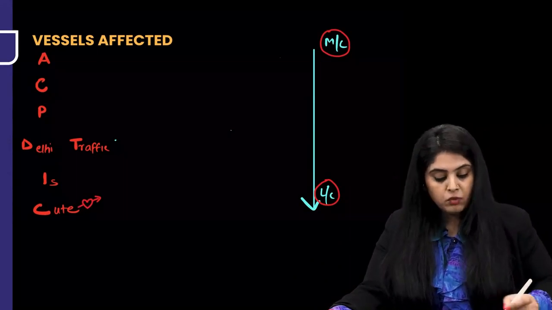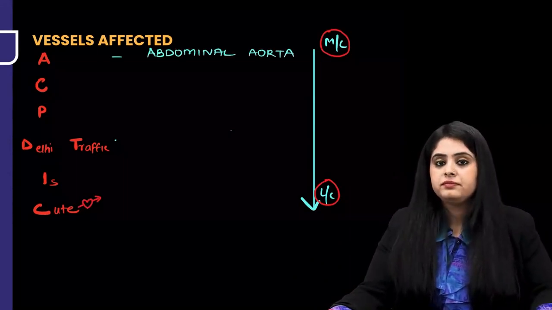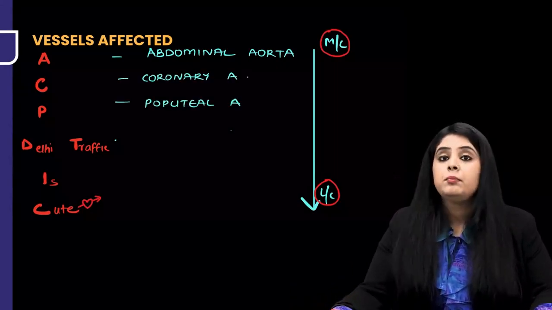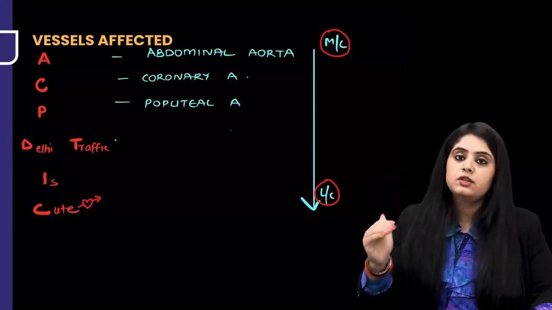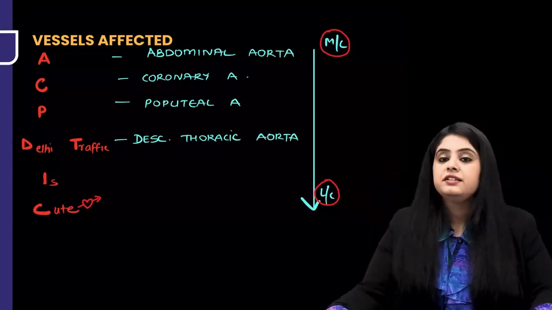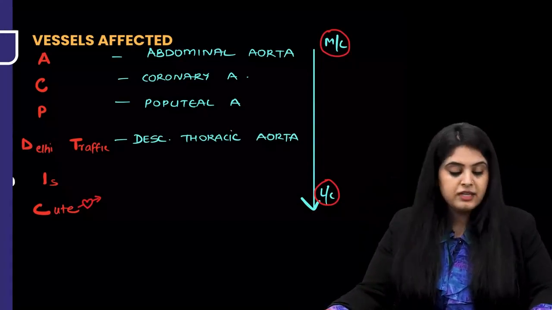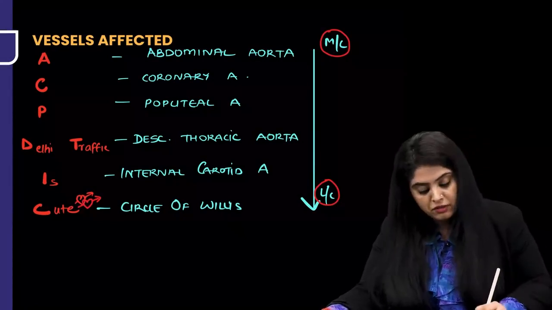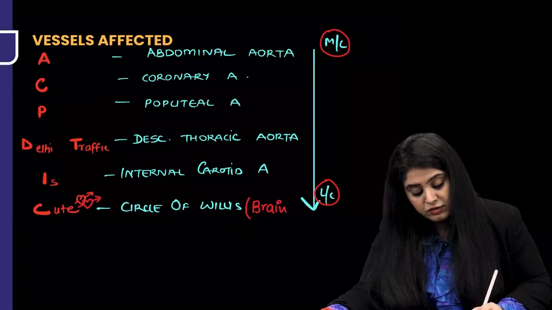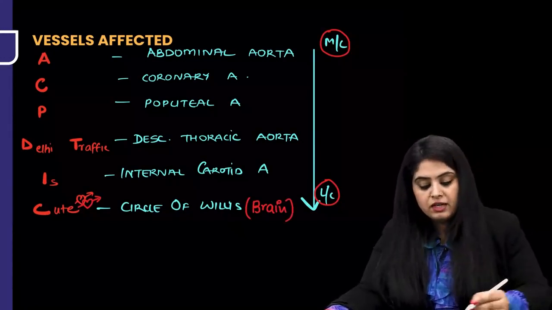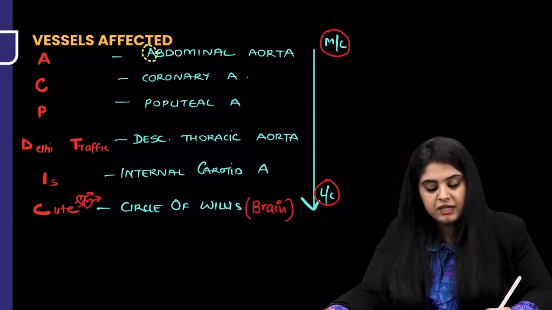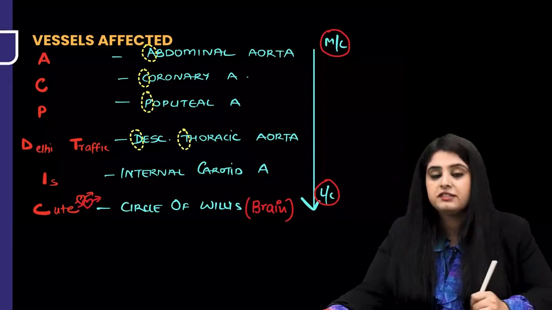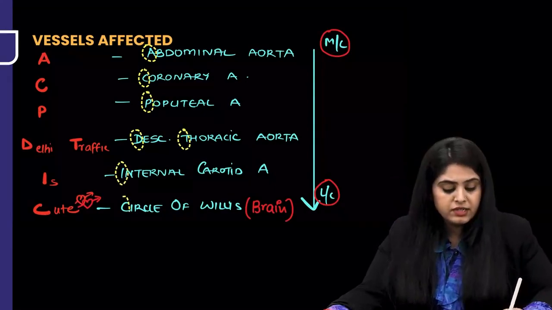So this means the most common vessel is the abdominal aorta. C is for heart, so it has to be there. So coronary artery. Then there is popliteal artery. So first abdominal aorta, then coronary, then popliteal. DT, descending thoracic aorta. I for internal carotid. And C for the brain, the circle of Willis that is present at the base of the brain. So that is the least common vessel affected. So repeating, most common, ACP: abdominal aorta, coronary artery, popliteal artery, ACP of Delhi traffic, so descending thoracic is acute. Then internal carotid and circle of Willis.